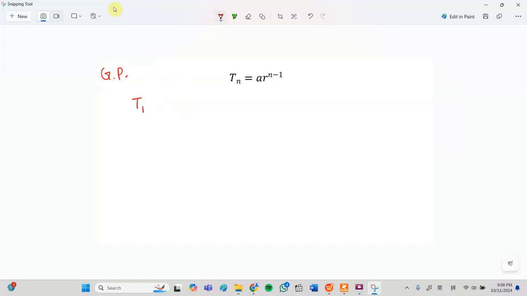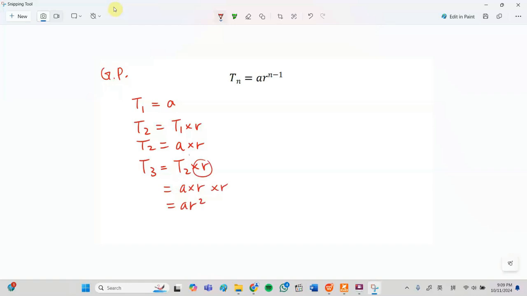Okay, so for T1 we let this to be A, and then for T2, we know that T2 is T1 times r, and T1 can be replaced by A, so it would be A times r. Then for the third term, we take the second term, we multiply by r, and we know that the second term is actually A times r, so again we are going to replace T2 by A times r. Okay, T2 replaced by A times r times the r here, and we will get Ar squared.